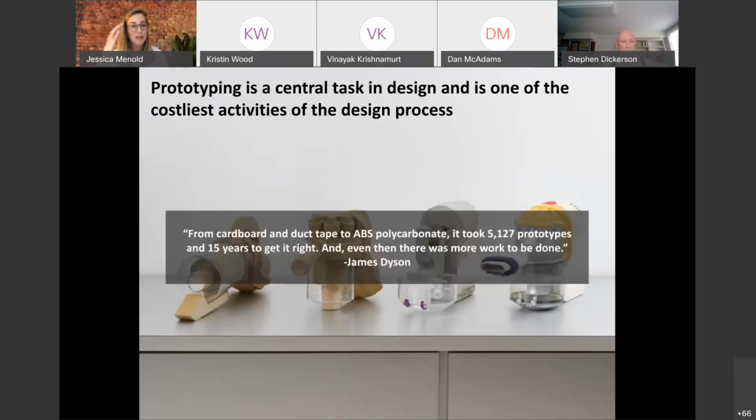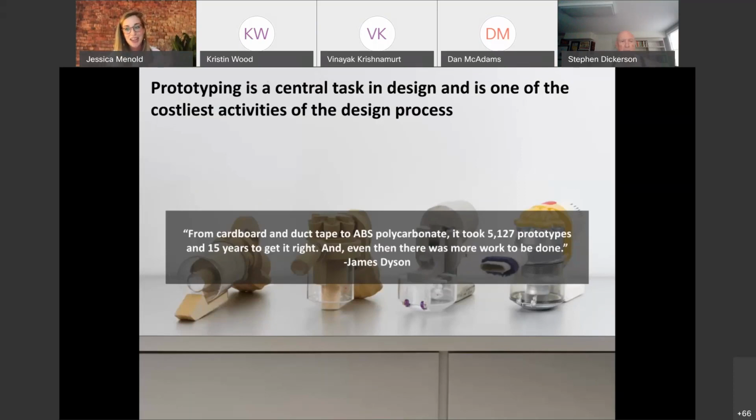And one of my favorite quotes that I'll share with you is from a very famous prototyper, James Dyson. We all know him from the Dyson vacuums. And he's quoted as saying, "From cardboard and duct tape to ABS polycarbonate, it took 5,127 prototypes and 15 years to get it right. And even then, there was more work to be done." And I love this quote because I feel like it really highlights the importance of prototyping to his innovation process.